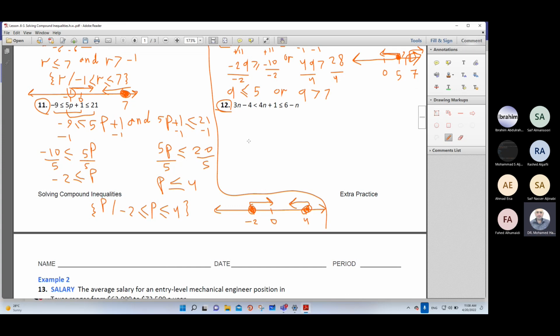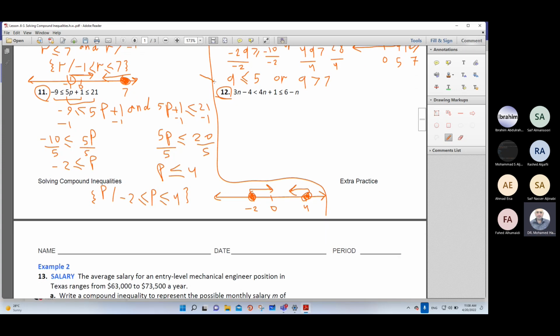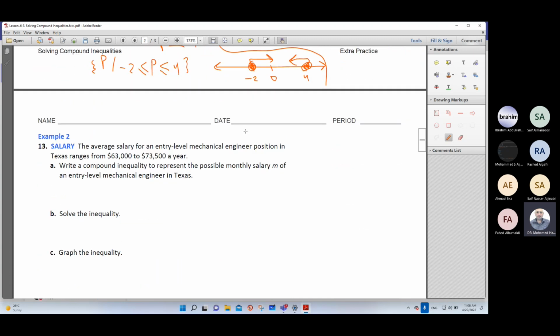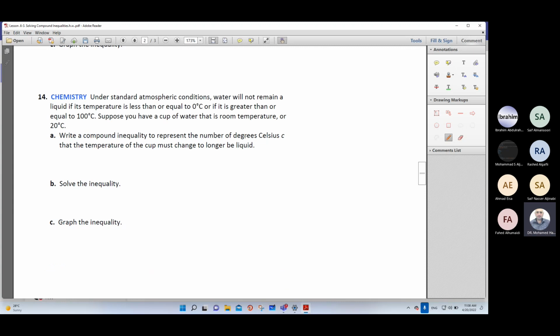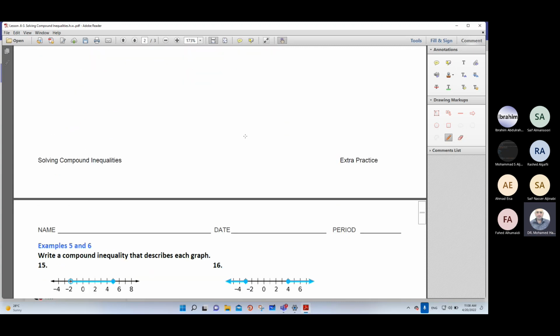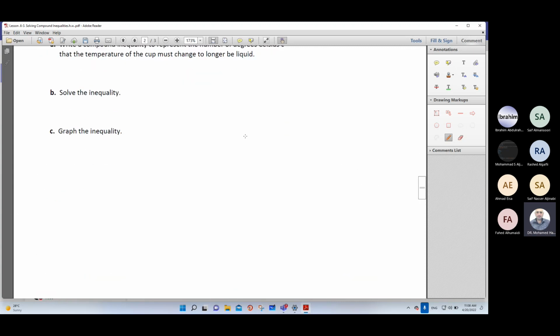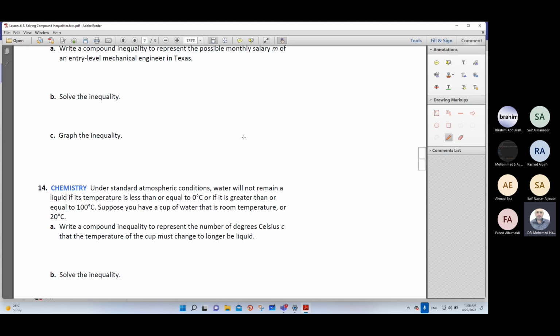Okay, inshallah, tomorrow we will continue from number 12. Tomorrow, inshallah, we will end this lesson. And inshallah, on the next lesson, we will start a new lesson.